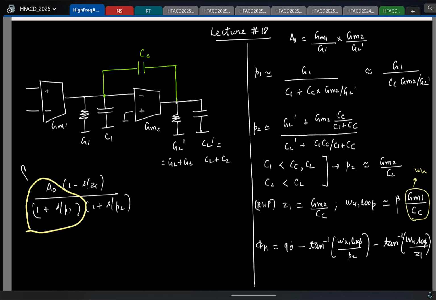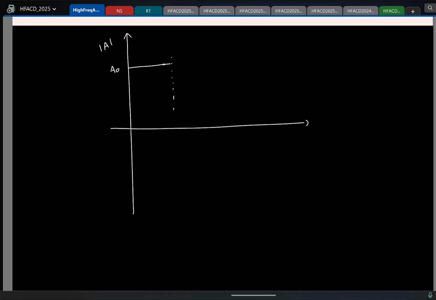Okay, so now let me sketch the magnitude and phase plot so that we get a feel. I'm plotting the magnitude here. So we have a DC gain of some A0. We have the dominant pole P1, and then it drops as minus 20 dB per decade. So this is the unity loop gain frequency, which is, as we saw, okay, if I sketch the loop gain here, maybe I'll sketch the magnitude of loop gain. So beta A0. So this is approximately beta times GM1 by Cc.